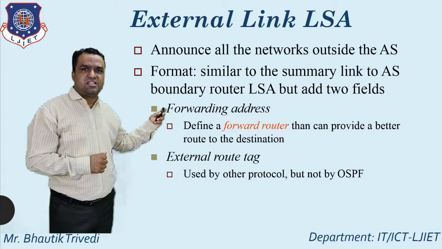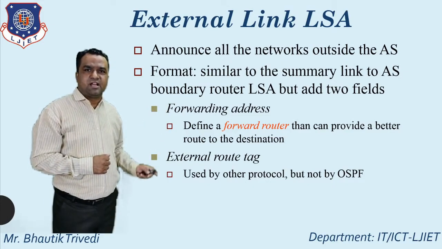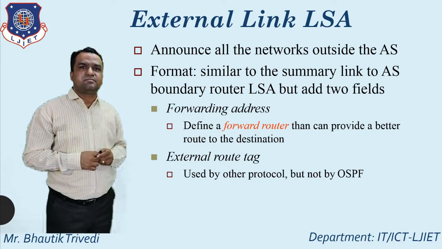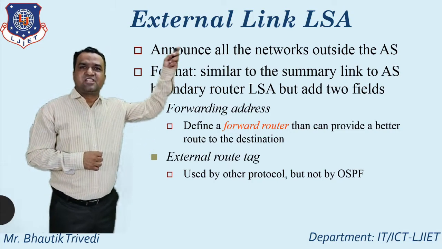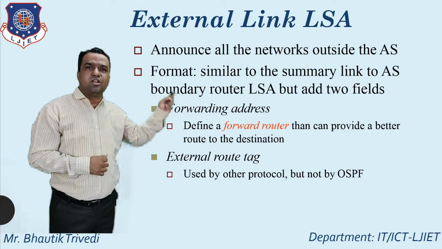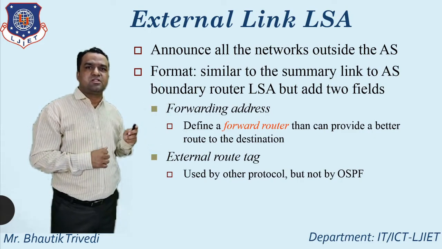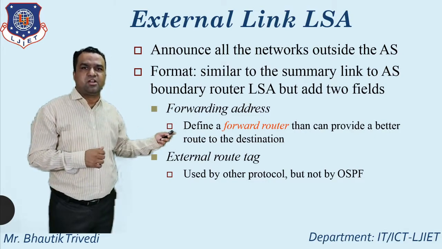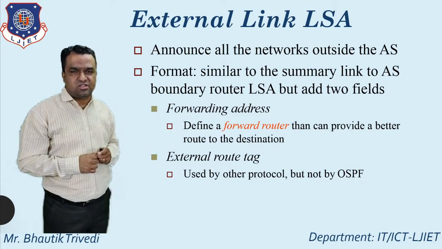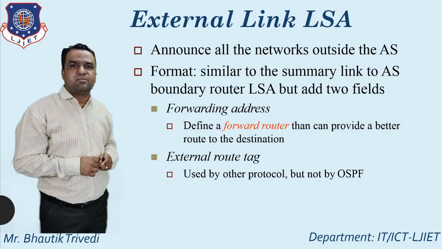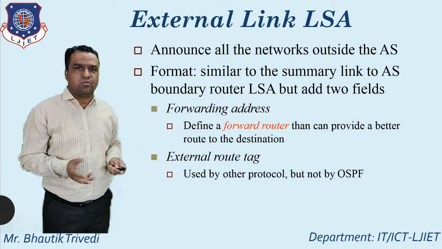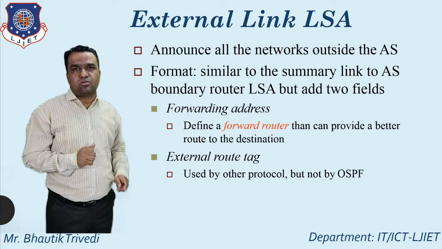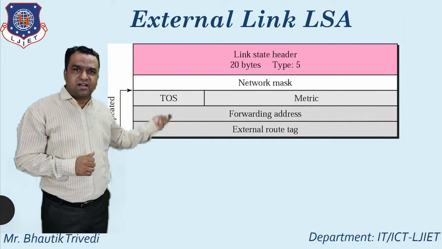The external link LSA supports two things: forwarding address and external routing tag. Why do we use the external link LSA? It announces all the networks outside the autonomous system. So it defines a forwarding router that can provide a better route to the destination. That's why. And external routing tag means it is used by a particular protocol but not by OSPF, used by another protocol. So that's the diagram for that.